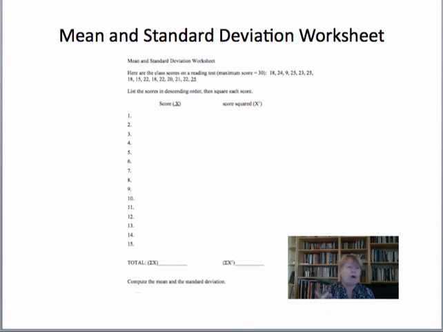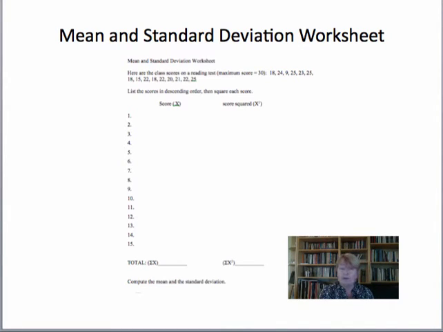Now we're going to move over to the column on the right where it says squared scores, or X squared in the parentheses, and we're going to square all of the scores in our list of scores. I'm going to look at the first score, which is 25, and square that score. Squaring a score means that we multiply it by itself. So when I square 25, I get 625.